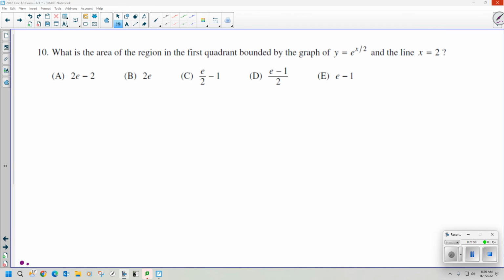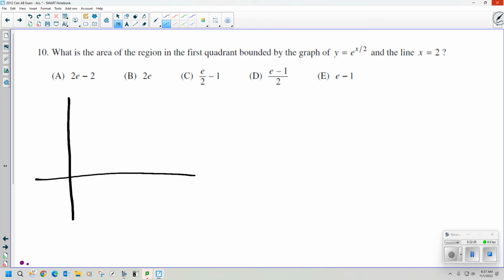What is the area of the region in the first quadrant bounded by the graph of y equals e raised to the x divided by 2, and the line x equals 2? All right, area in the region, that is the integral, the area under the curve. Let's just do a little sketch here, which, you know, is not necessary.